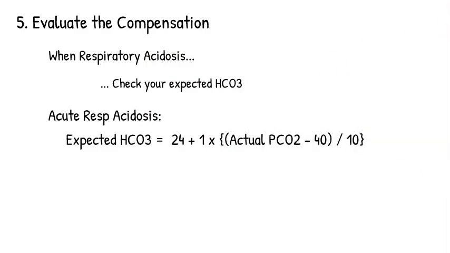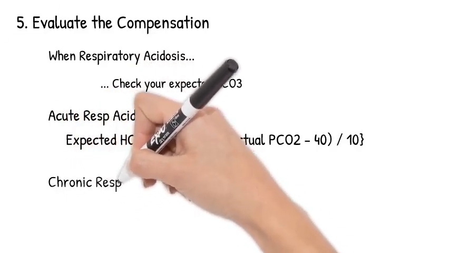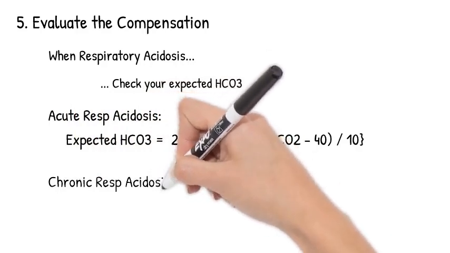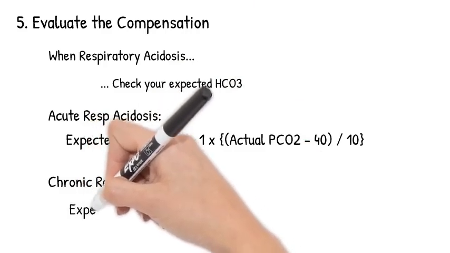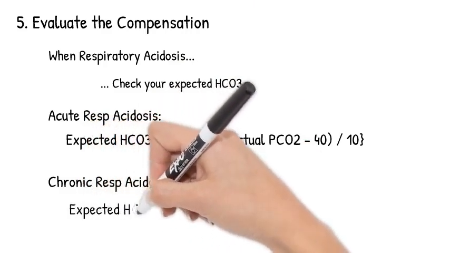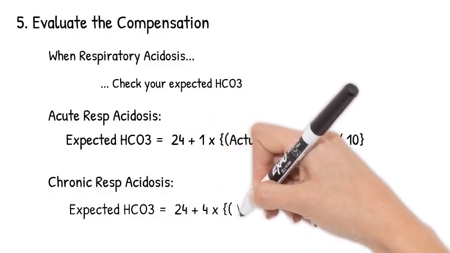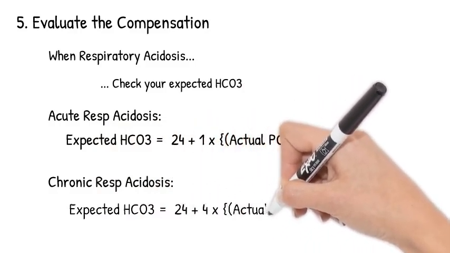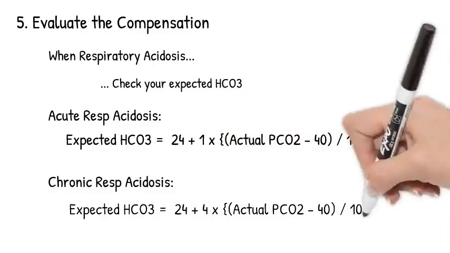On the other hand, for chronic respiratory acidosis, because there's more time and the body compensates more, you'll see that the formula has a 4 in front of that little calculation we need to do in the brackets, because your bicarb will increase by 4 milliequivalents for every 10 millimeters mercury increase in the PCO2 above 40. Okay.